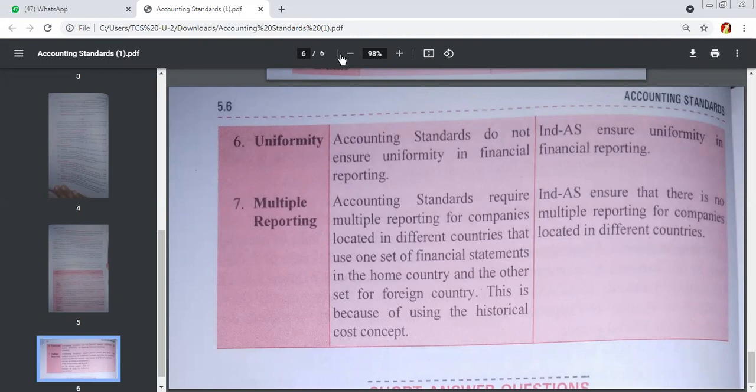It is all for the day. We did the complete chapter of accounting standards, and if anybody has any doubt, please ask.